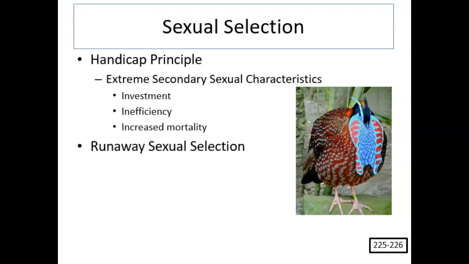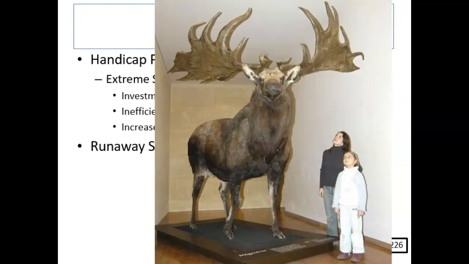Where selection just keeps getting stronger and stronger, and the characteristics keep getting more and more extreme. An example of that, this is an extinct species, but this is the Irish elk. I mean, look at that ridiculous thing. It's got antlers that are just huge, ridiculous. Unbelievable, spectacular antlers, but almost just crazy huge.